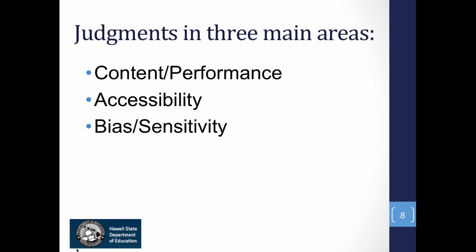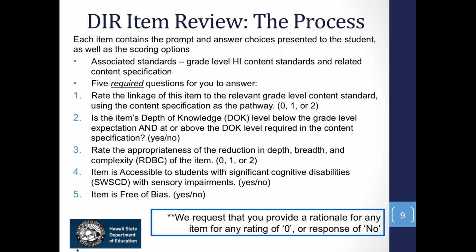And we would like to have your full rationale in all cases where a 0 or a no rating is effected. So again, the same judgments in three main areas: content performance, accessibility, bias sensitivity. The 5 questions that we've incorporated into the DIR are exactly the same. So you'll first rate the linkage using our 0, 1, or 2 ratings.